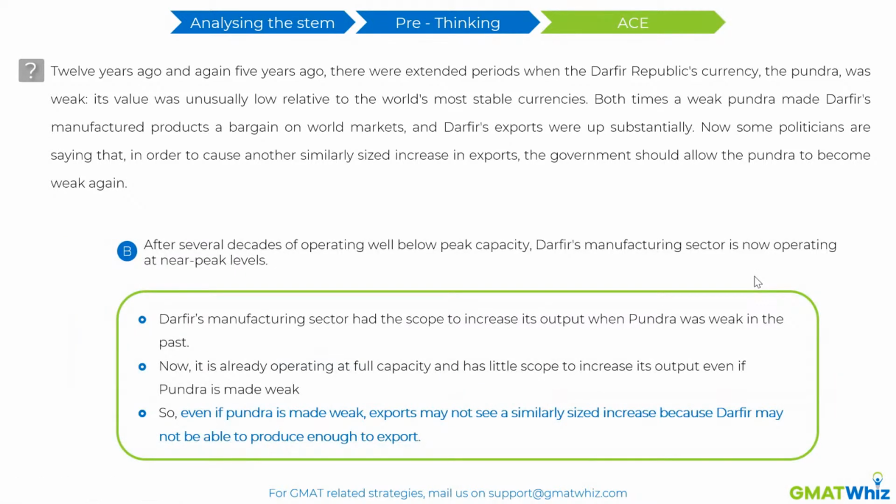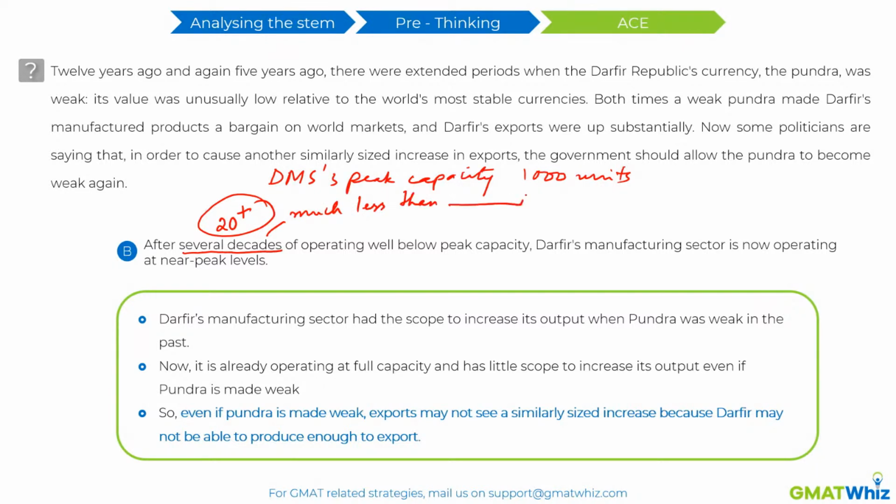B says after several decades of operating well below peak capacity. Now, several decades would mean at least 20 years. I'm just putting this as 20 plus. 1 decade is 10 years. So, decades means at least 2 decades and plus. So, they're saying for 20 years, the Darfield's manufacturing sector was operating below peak capacity. Now, what does this mean? Let's say Darfield's manufacturing sector's peak capacity is 1000 units. For 20 plus years, it was producing much lower than 1000 units, okay? For several decades, much less than this.